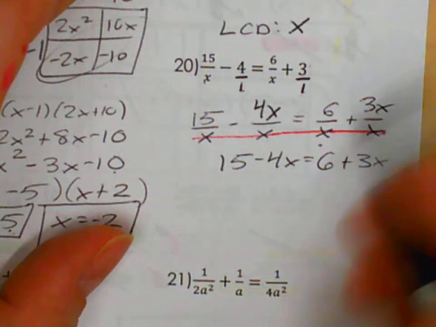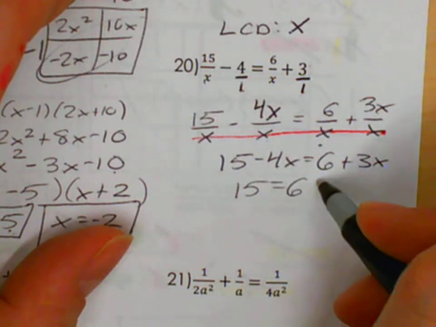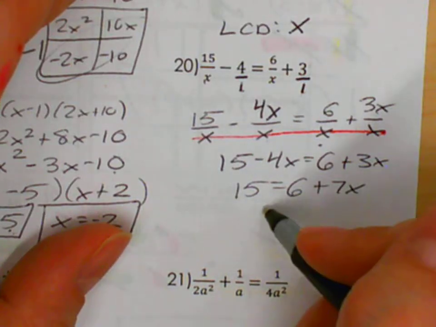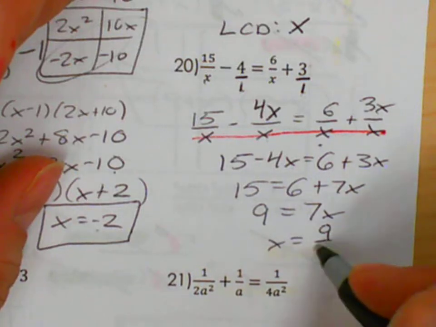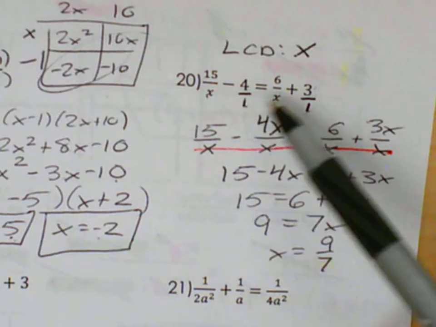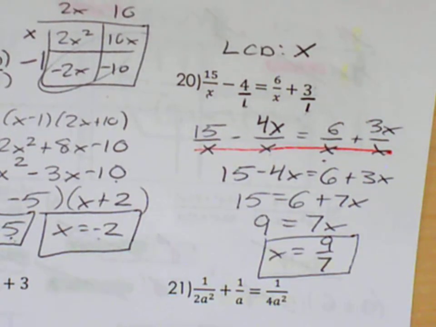I'm going to add 4x to both sides. That gives me 7x on the right. I'm going to subtract 6 from each side. That gives me 9 equals 7x, or x equals 9 over 7. And if I check, it doesn't make my fractions be 0 in the denominator, so I'm okay.